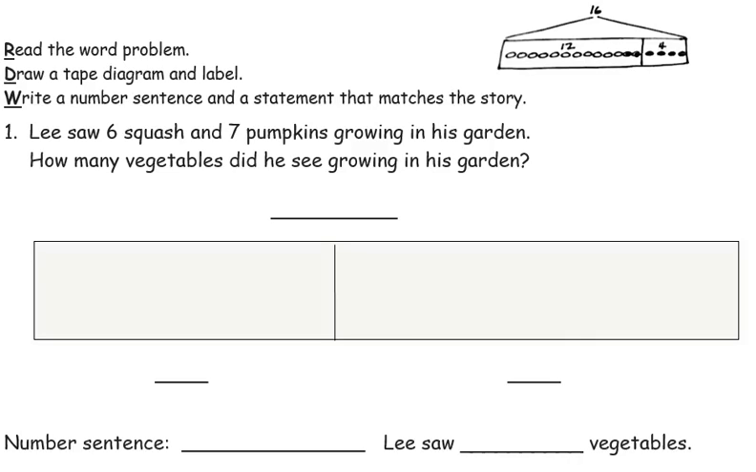This tutorial is for first grade, Module 4, Lesson 19. In Lesson 19, we're going to use the read, draw, write process for solving word problems. We'll start by reading the word problem. So this problem says, Lee saw 6 squash and 7 pumpkins growing in his garden. How many vegetables did he see growing in his garden?